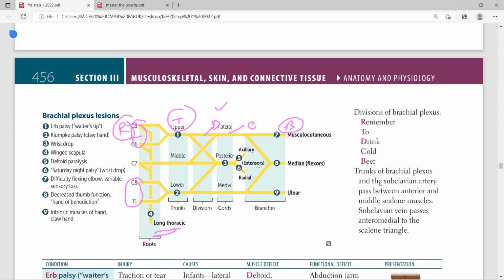Posterior cord actually divides into two parts, axillary nerve and radial nerve, and wrist drop happens due to the loss of this radial nerve function. And winging of the scapula happens due to long thoracic nerve, serratus anterior. Axillary nerve involvement causes deltoid paralysis.